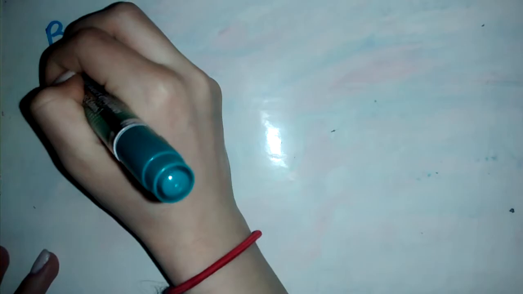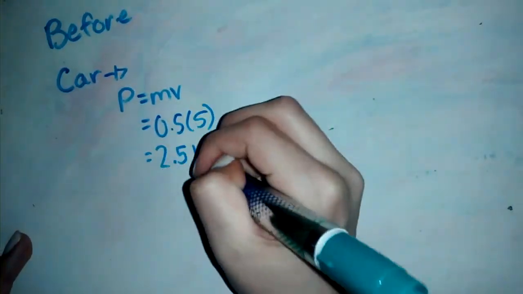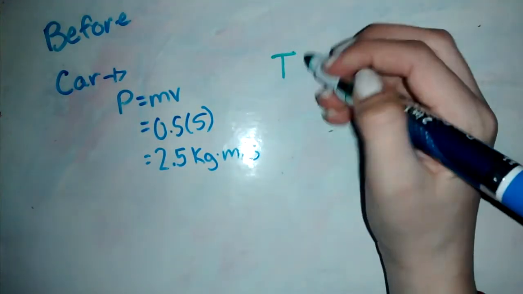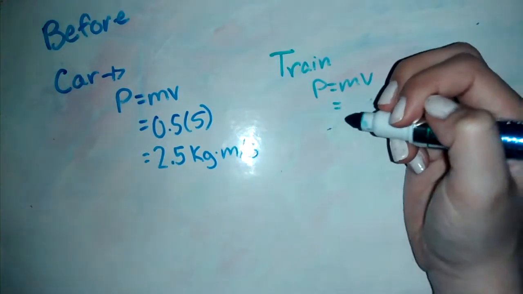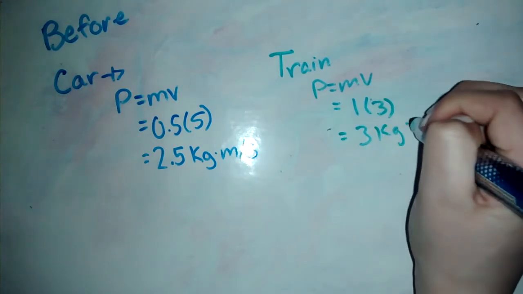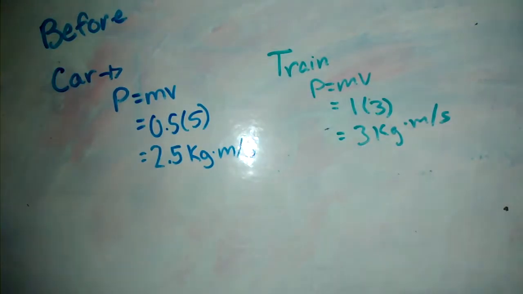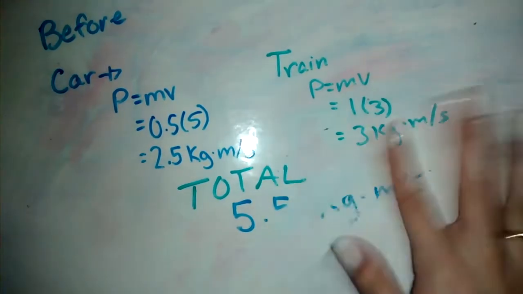The total momentum of the car before the collision is 0.5 kilograms times 5 meters per second, or 2.5 kilograms meters per second. The total momentum of the train before the collision is 1 kilogram times 3 meters per second, or 3 kilograms meters per second. If we add up the total momentum of both objects before the collision, we get 5.5 kilograms meters per second. Remember, momentum is conserved. So this will be the same value as the momentum of the joint body after the collision, which will be the car and the train moving together.